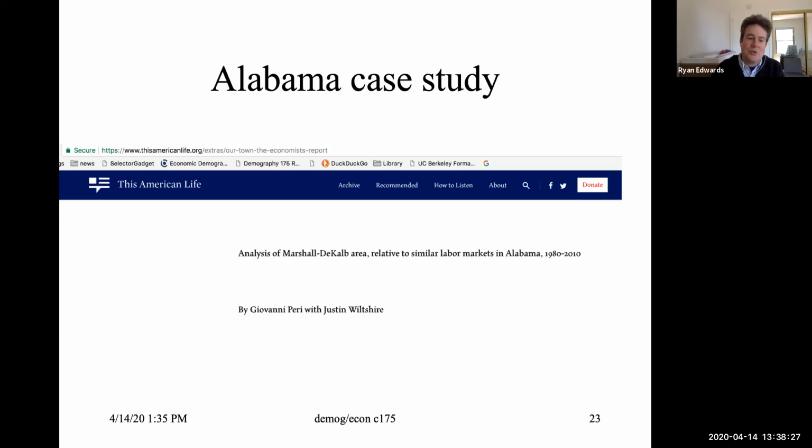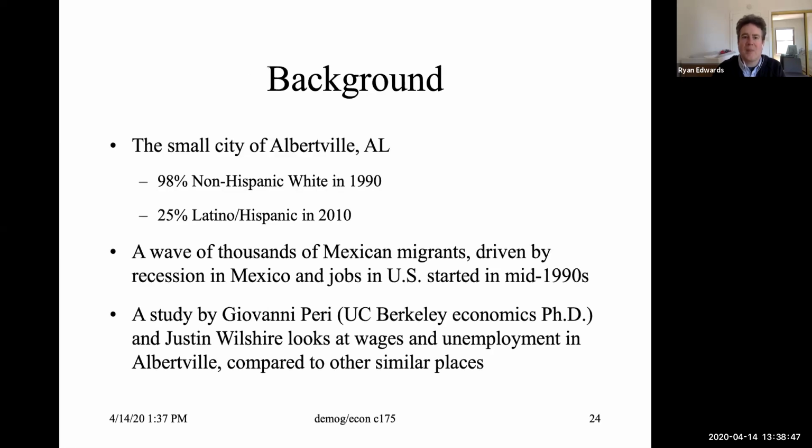Did it? How would you measure it? And what this study does is compare the changes within those small areas over time with changes in other similar small areas over time, which is an approach called difference in differences, very commonly used in social science. So Albertville, Alabama, a small town, and it was a meatpacking place. The chickens, I think, that we were talking about on a previous slide.